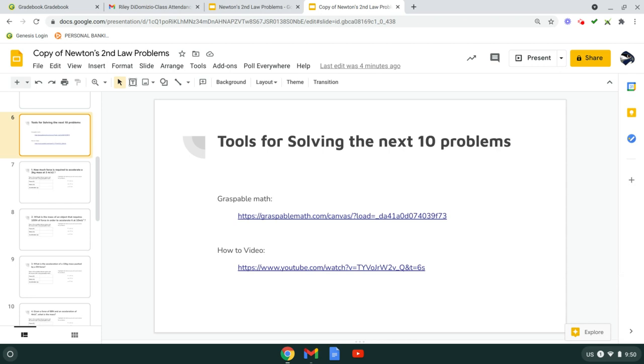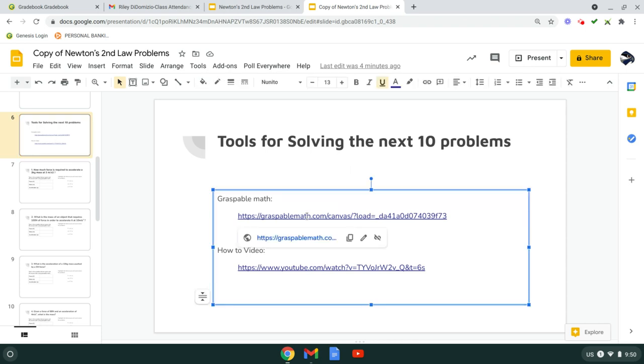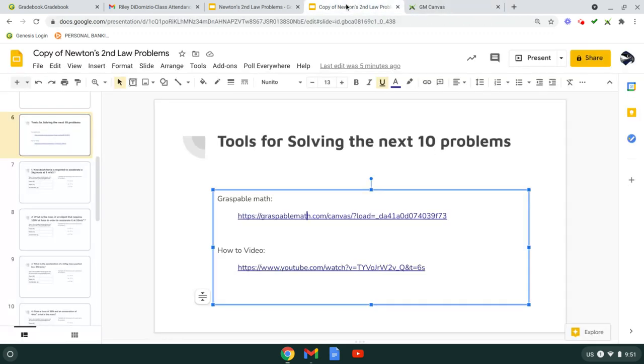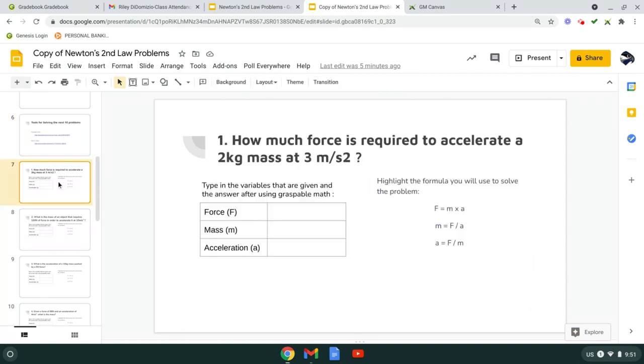If you look on this slide here, you have the link for Graspable Math. This is the slide right before the problems start. Click on that and open up Graspable Math so that it is loading and you can go back and forth to it. And there's also a link to this video of me explaining how to do this. So let's get right to the problems.